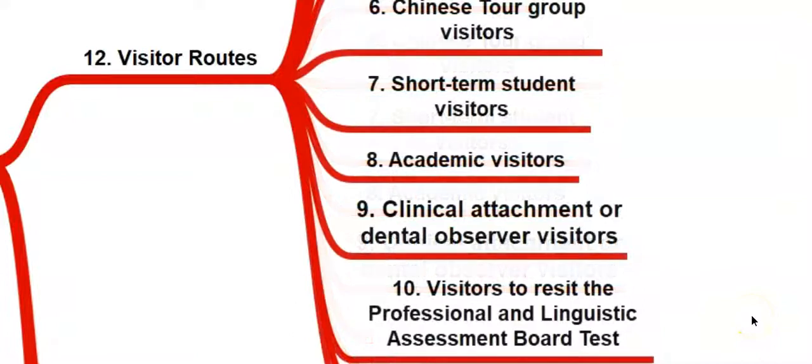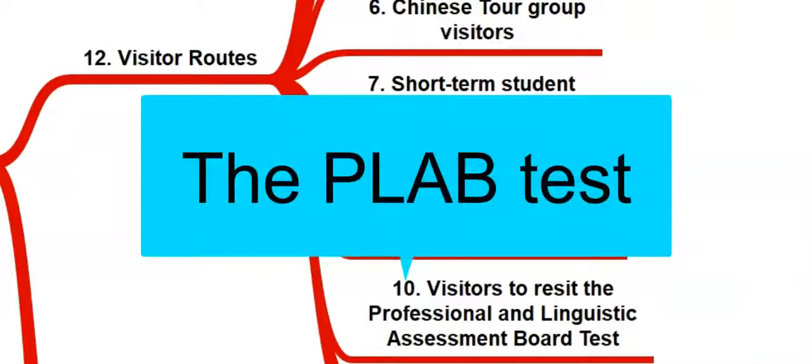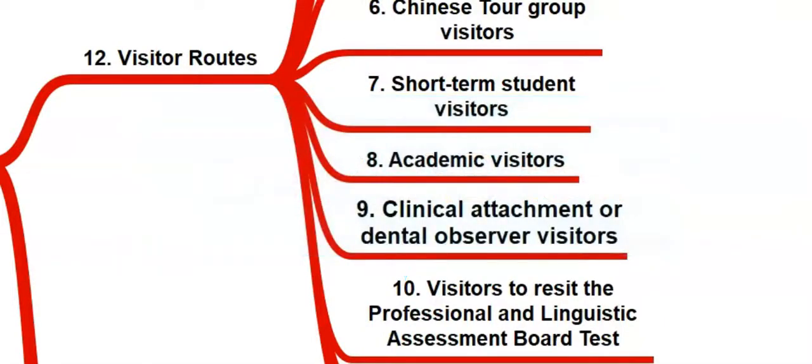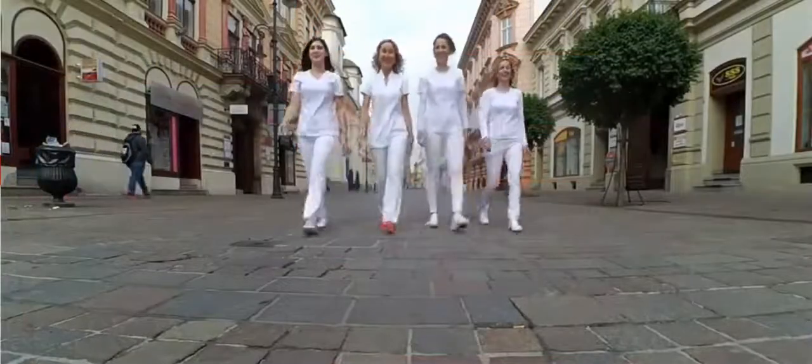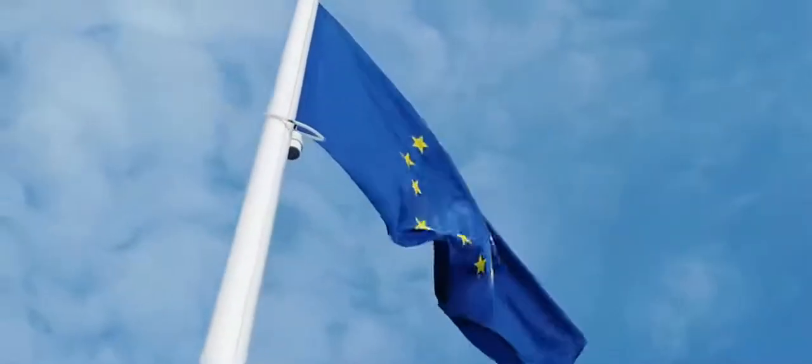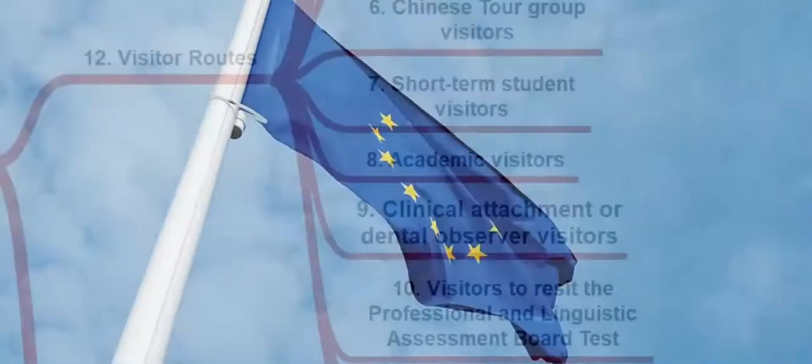Another very little known type of visitor visa is called visitors to receive the Professional and Linguistic Assessments Board test, and the abbreviation for that is PLAB test. This test ensures that doctors who qualified abroad have the right knowledge and skills to practice medicine in the UK. If you graduated from a school outside the UK, the European Economic Area or Switzerland, you'll probably need to take this PLAB test.